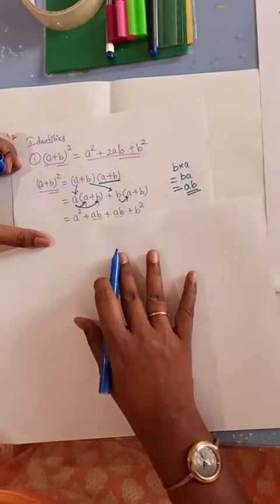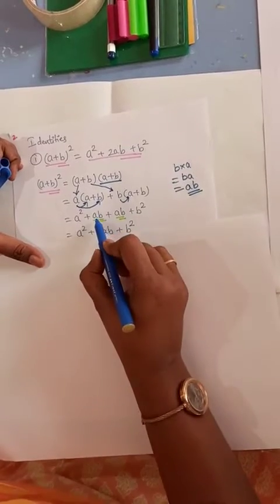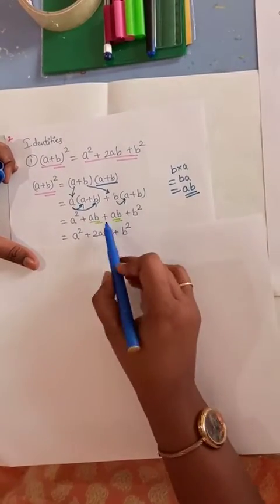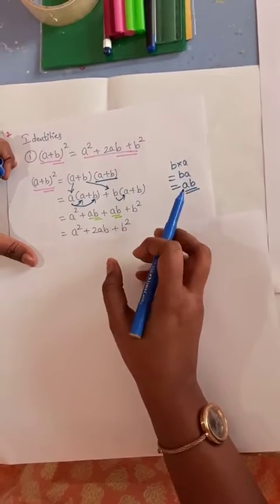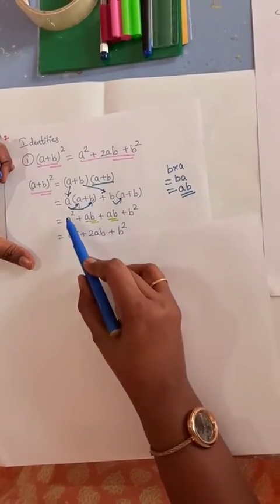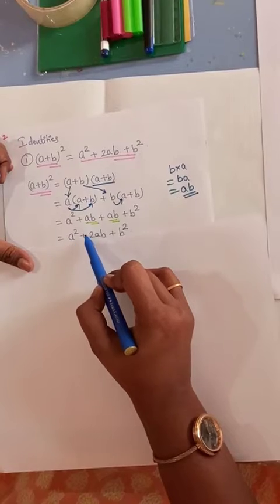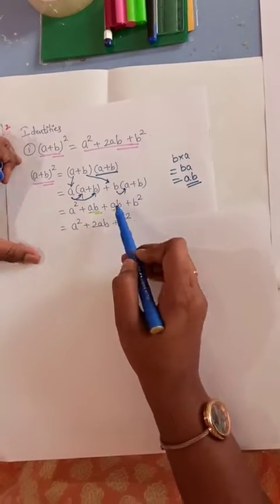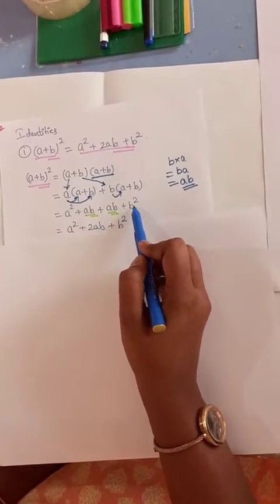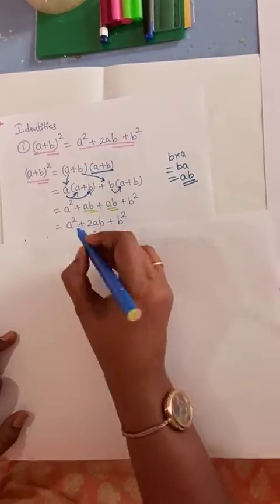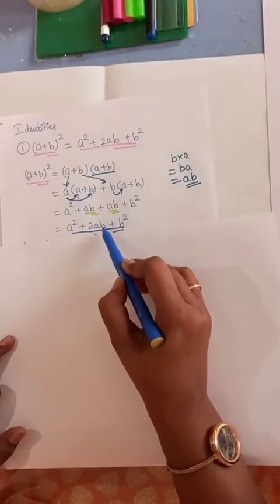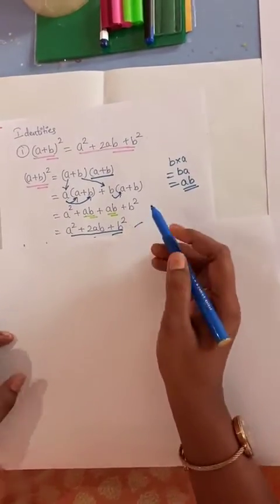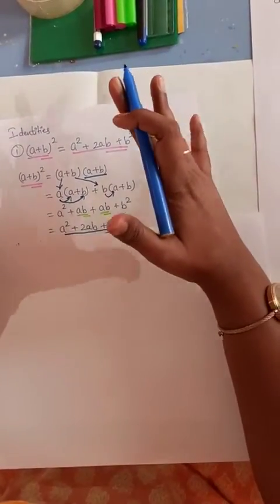Now why have I written ab? You will understand here. This ab and this ab are like terms. Students, we know like terms can be added or subtracted. So a square will remain as it is, plus ab plus ab becomes 2ab, and this b square. So finally we got (a plus b) the whole square is equal to a square plus 2ab plus b square. Now this we have done by the simple multiplication method.